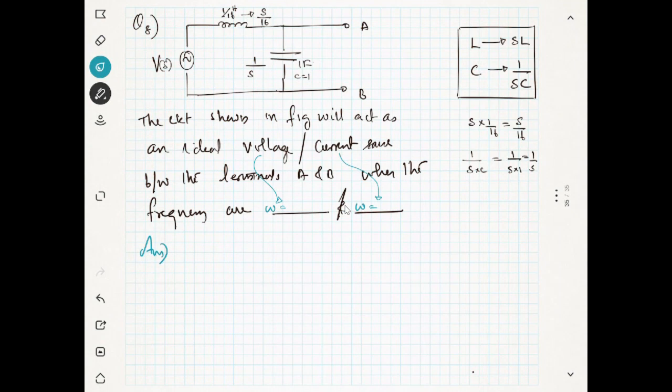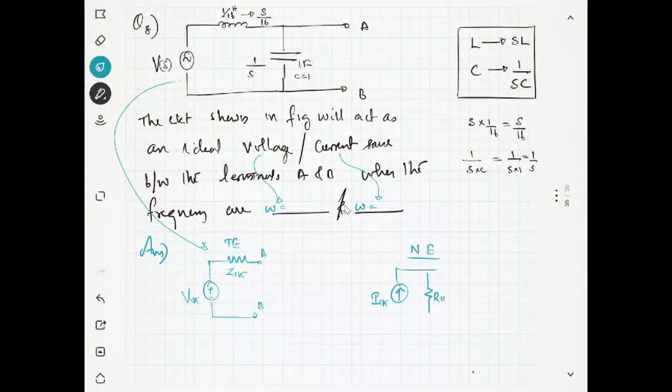So we will change this network. At first, we will change it into V Thevenin and R Thevenin. R Thevenin means your Z Thevenin between the points A and B. That is the Thevenin equivalent, and we will find the Norton equivalent also, because we want some information regarding the current source also. So this is I Thevenin and this is R Thevenin between the points A and B.